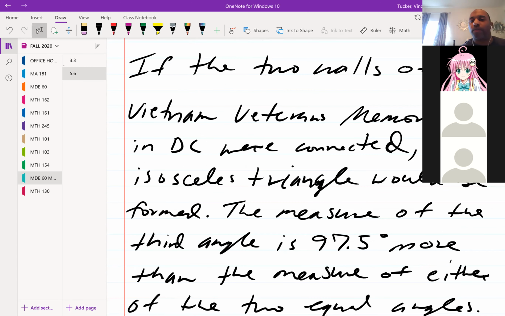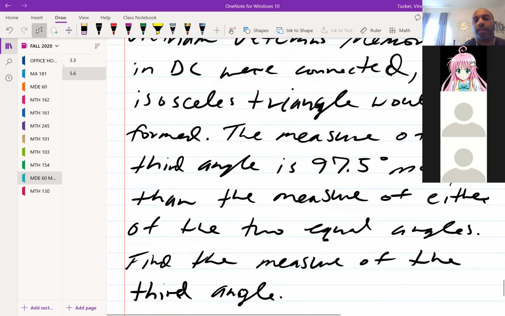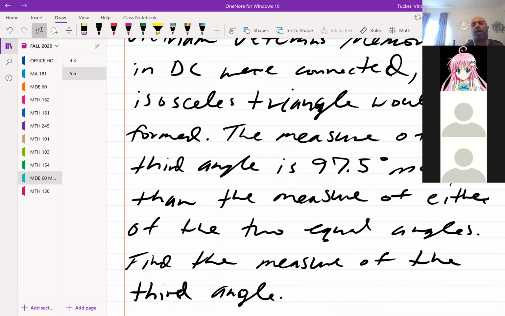All right. So if the two walls of the Vietnam Veterans Memorial in DC were connected, an isosceles triangle would be formed. The measure of the third angle is 97.5 degrees more than the measure of the two equal angles. Find the measure of the third angle.